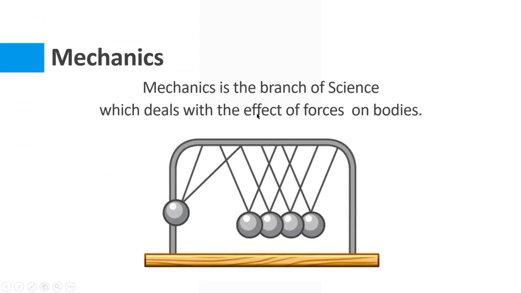So let's start with the basic definition of mechanics. Mechanics is the branch of science which deals with the effect of forces on bodies. So basically in mechanics we study two things. First of all, we study forces, that is, what the different kinds of forces present in a system are, and what the effects of these forces are on the bodies which are inside a system.